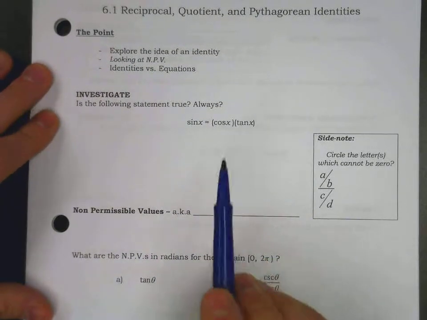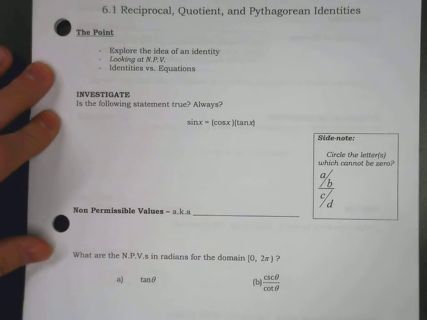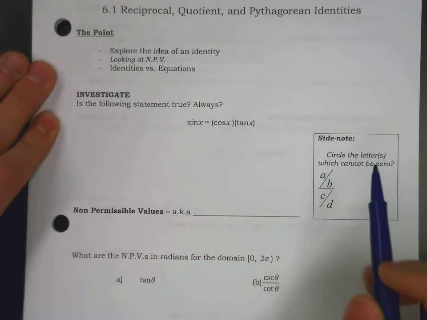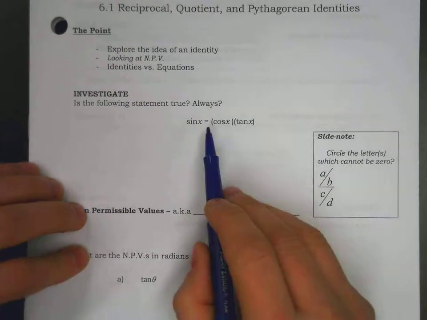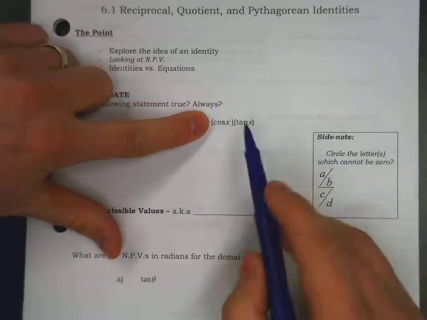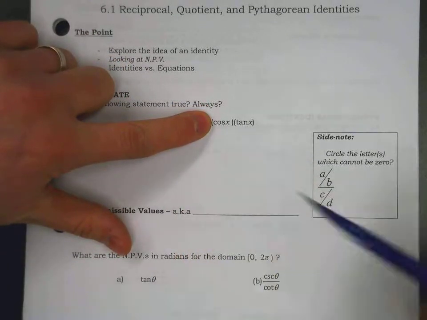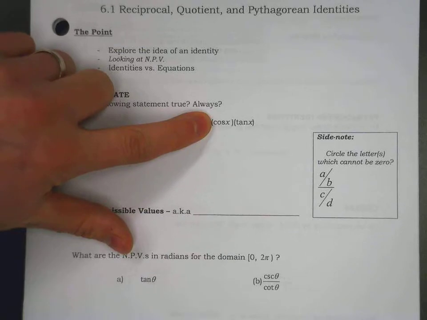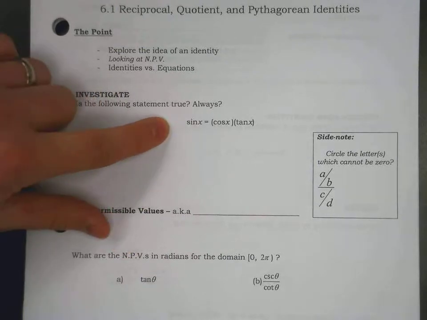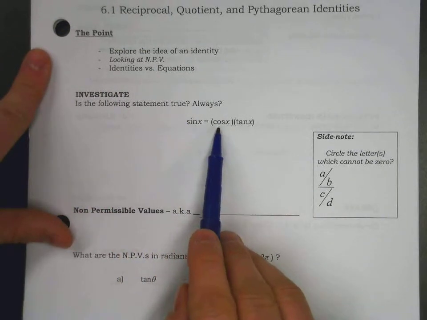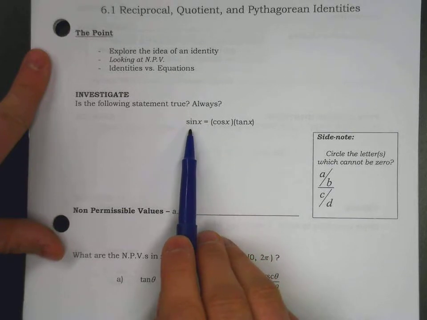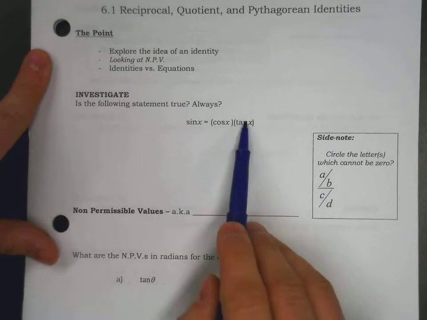is looking at complex statements and trying to make them simpler. So I could look at a statement like cos times tan and say, is there any way to make that look simpler? Another way might be saying, could it be sine of x? Could I make this look like sine of x?